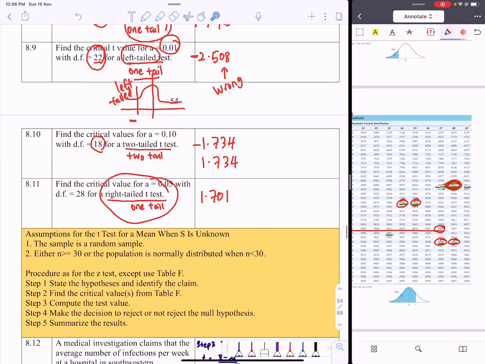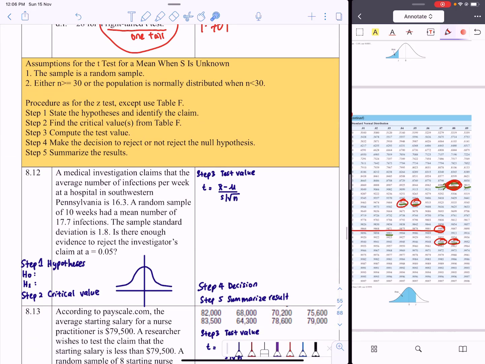Okay, it is similar. The assumption for the T test is that the sample is a random sample. There must be greater than or equal to 30. Sorry, this is the Z test. This one is the T test, lesser than 30.